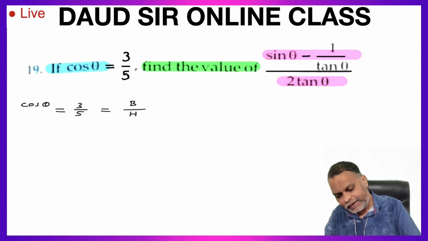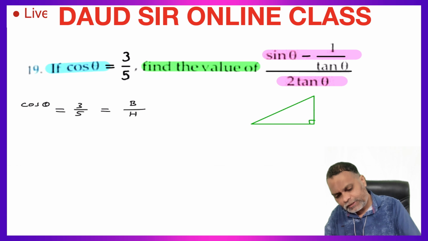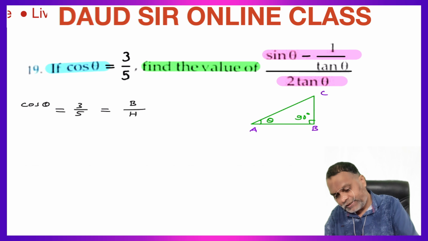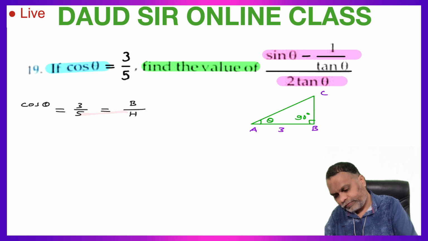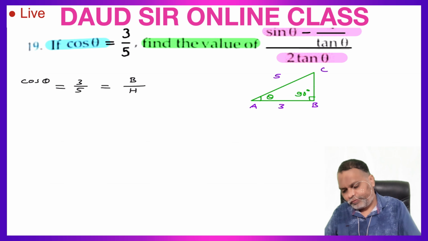Make one right angle triangle. This is 90 degree. Take this acute angle as theta. We can give the name ABC. For this theta and 90, this is base, this is perpendicular, this is hypo. So base is 3, hypo is 5. Calculate this missing side by Pythagoras theorem.